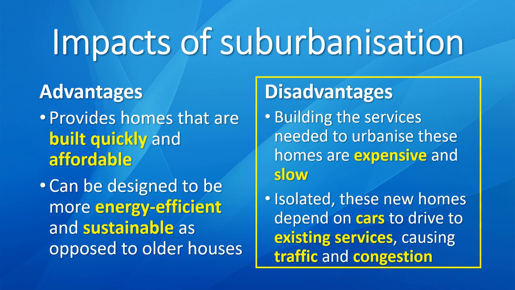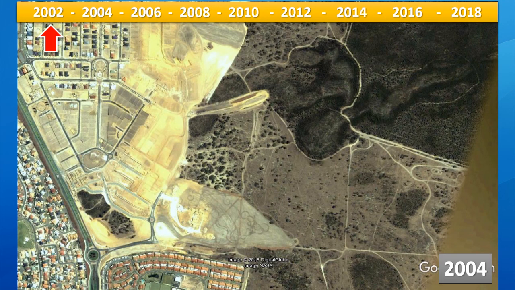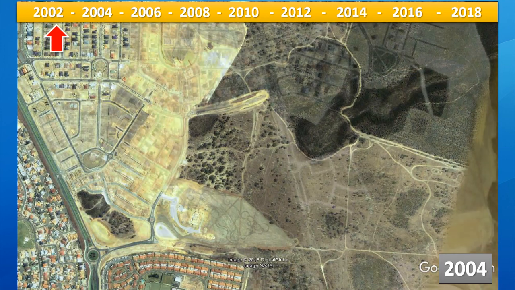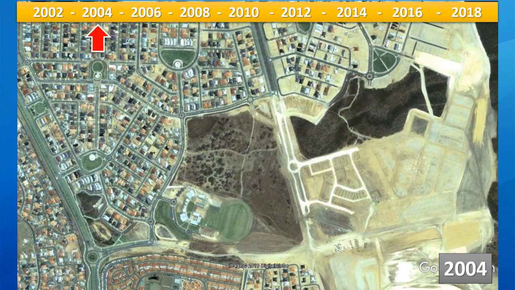Also, because these areas are isolated, these new homes will have to depend on their cars to drive to existing services, causing traffic and congestion. Let's see what that means in just a second. We can see that in 2002, there's not many houses. 2 years later, there's a ton of houses, but there's no schools, there's no shops, there's no petrol stations, there's no doctors, there's no train lines, there's no McDonald's, there's none of that.